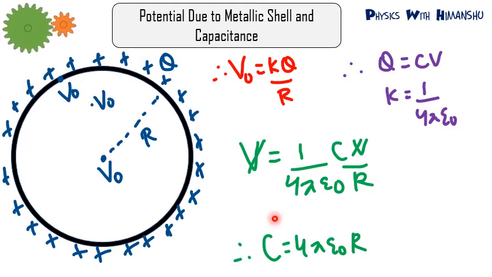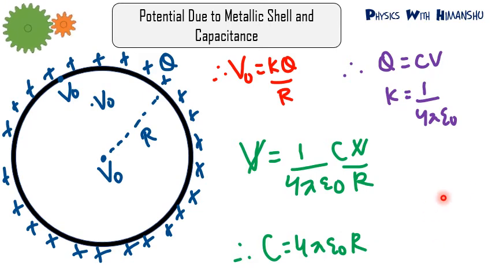And if you look at the formula, C is directly proportional to R. So it is in line with the logic. See, the more the radius, the more the area, and the more the area, the conductor will store more charge.